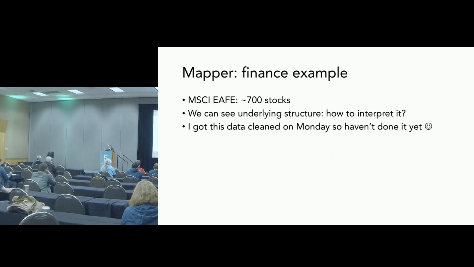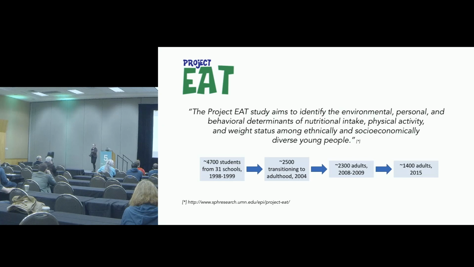So I haven't done all the analysis that I want to do on this particular set of 700 stocks, but you can see that you get a structure out of Mapper that is useful, potentially. I'll show you a more cleaned up example. This is something we've been working on for a while.